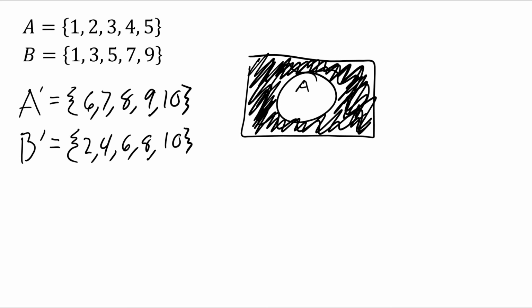Now, we can also find intersections and unions for complements. So we could find, for example, A complement intersect B complement. And so that would be the things they have in common. Both of them have the elements 6, 8, and 10. So none of those elements are in either set A or set B, so they are in the intersection of A complement and B complement.